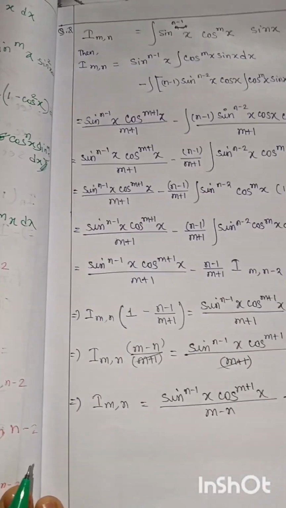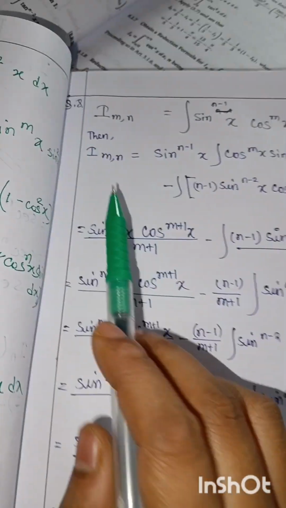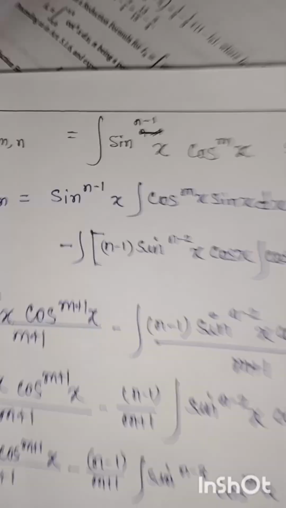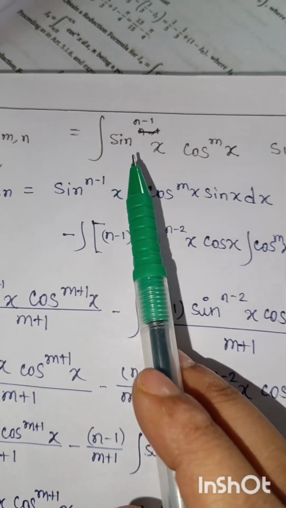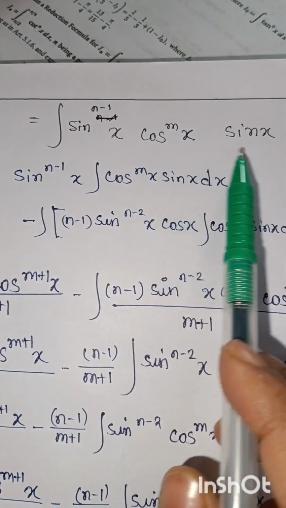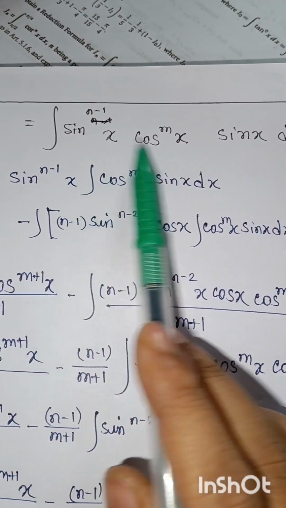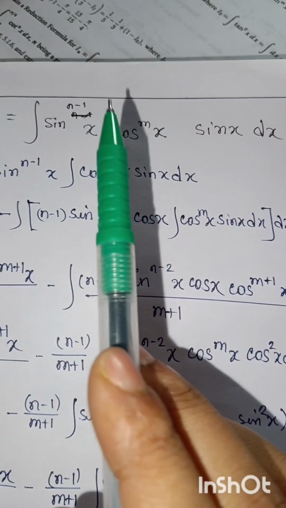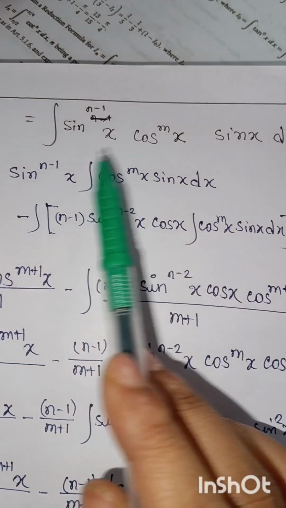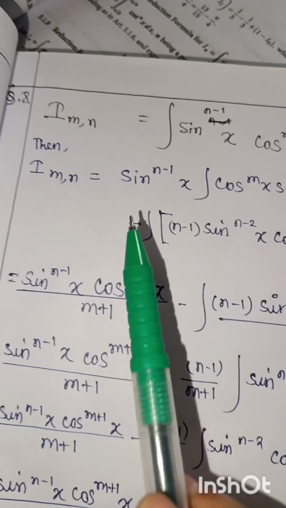This math I solved. Now question number 8, that is I m n is equal to the integration of sin to the power n minus 1 x cos to the power m x sin x, that is sin to the power n x cos to the power m x dx. Actually we interchange the value of m and n in sin x and cos x.